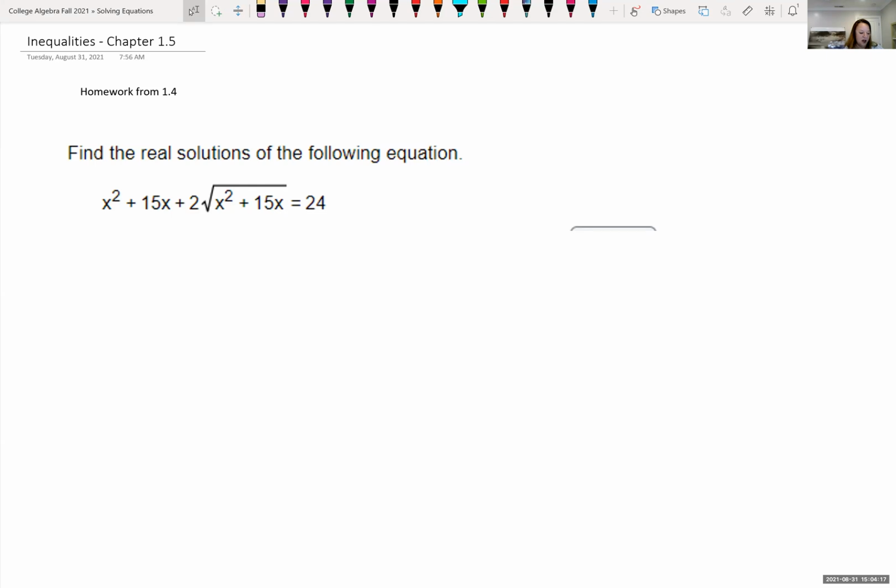So when we're solving equations, we want to look at what type of equation it is. And I notice that it has a radical in there. So we have a radical equation. And then I have to go through the process of how do I solve that type of equation.